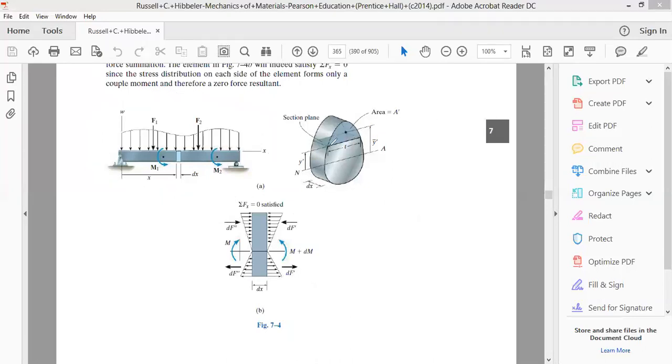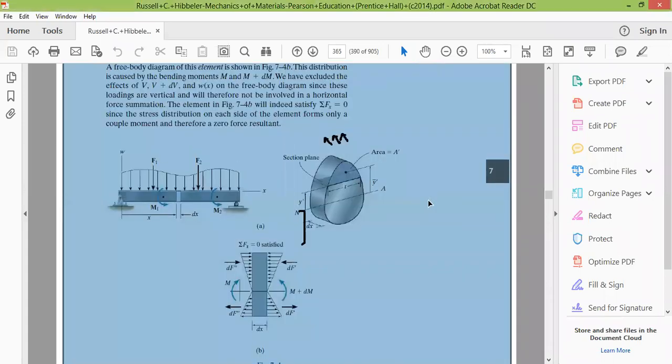Now, as far as the sectional plane is concerned, apart from this cross section A prime being subjected to the normal stresses or normal forces given by this diagram, at this sectional plane we will have what are called the shear stresses, the longitudinal shear stresses, because we have discussed the concept of longitudinal shear stresses in the previous case.